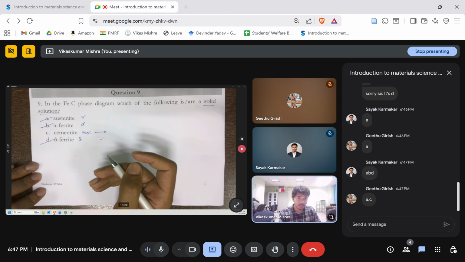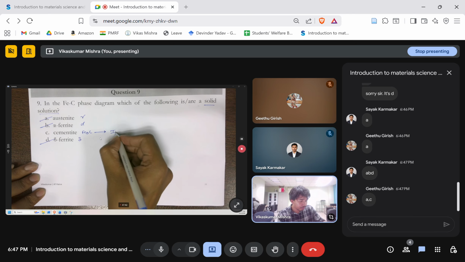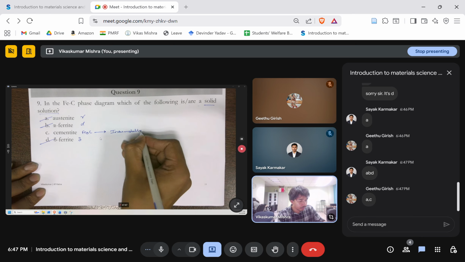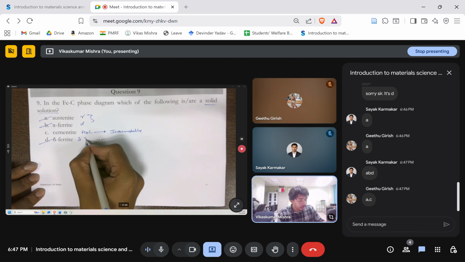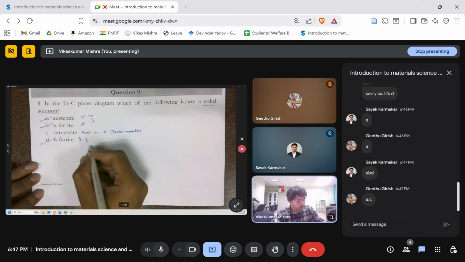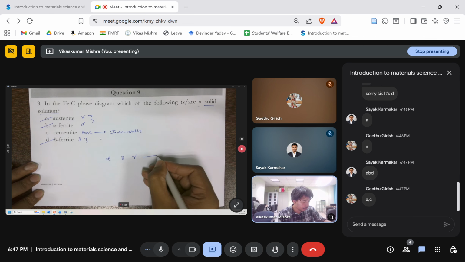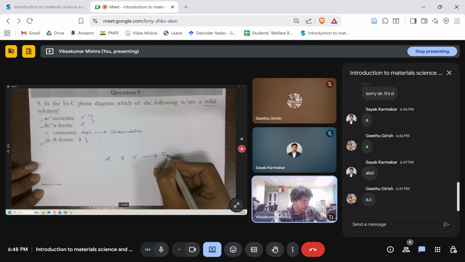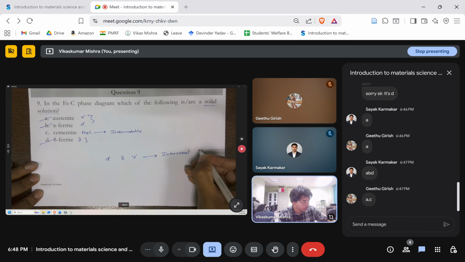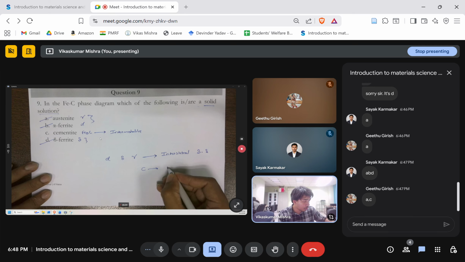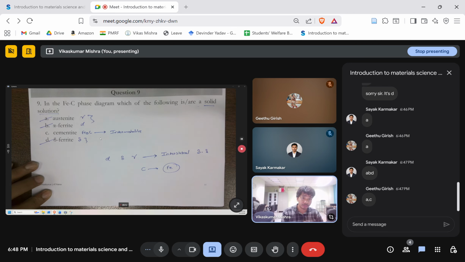Cementite is an intermetallic. Among the solid solutions, alpha, delta, and gamma are interstitial solid solutions. In a solid solution, carbon will be at the interstitial site, and the structure will be made by the iron.